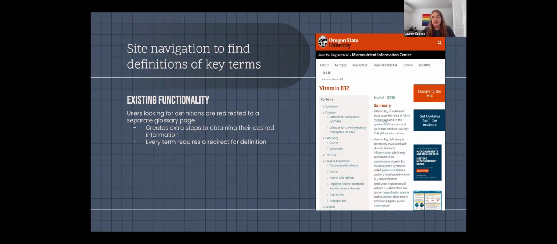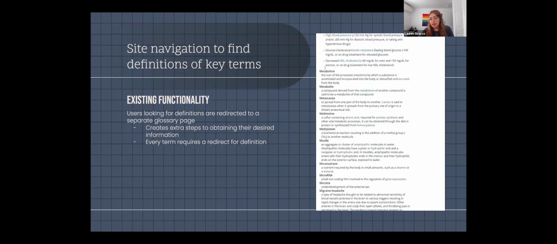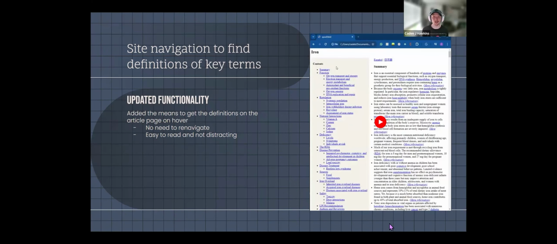So you can see here on the vitamin B12 page, when I'm looking for the definition of metabolism, I'm redirected to a separate glossary page where I have to find the definition. And then when I want to get back to my article, I have to hit the back button and find out where I was again. So this creates an extra step for users to obtain their desired information and requires a lot of redirects for definitions. Our solution to that was to remove that extra step entirely.